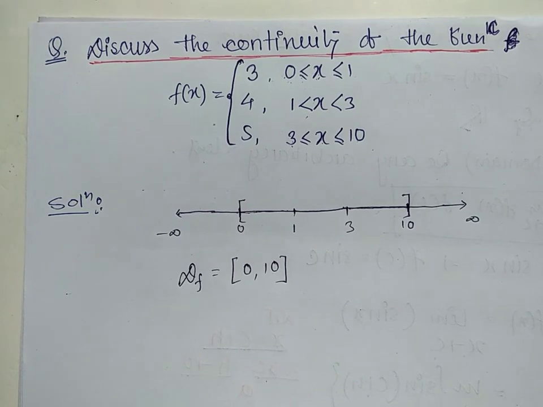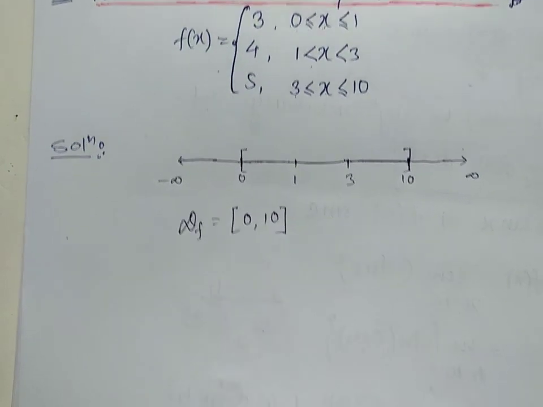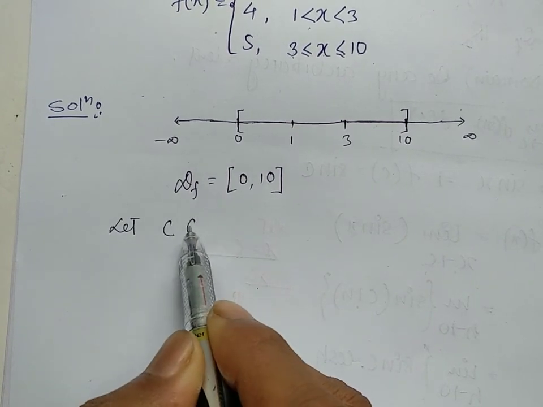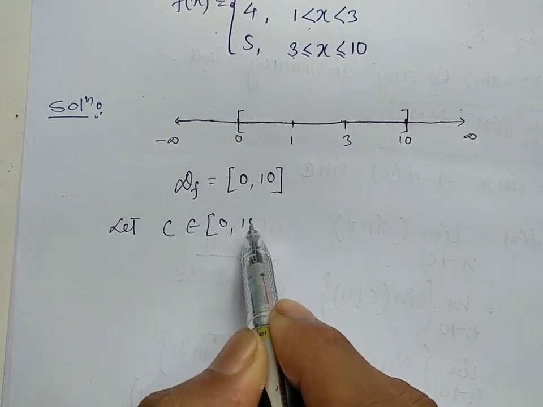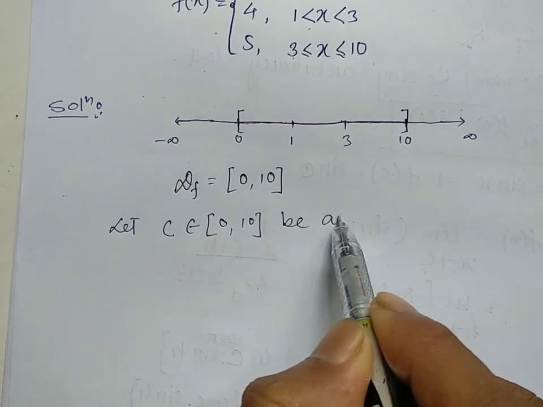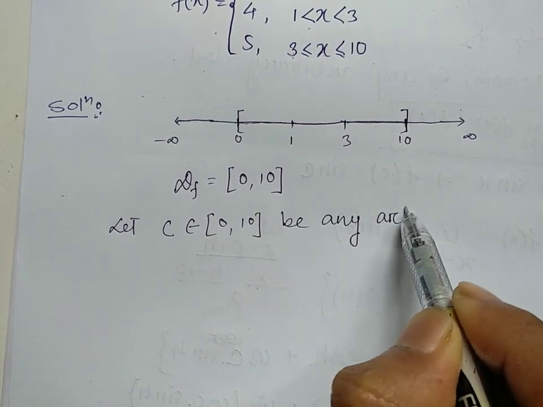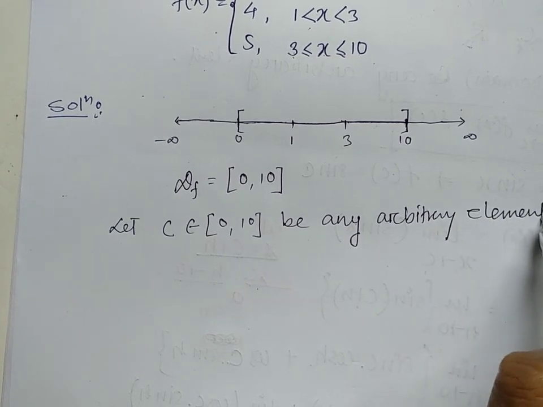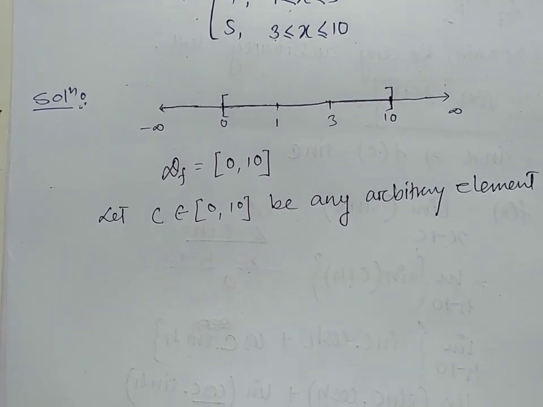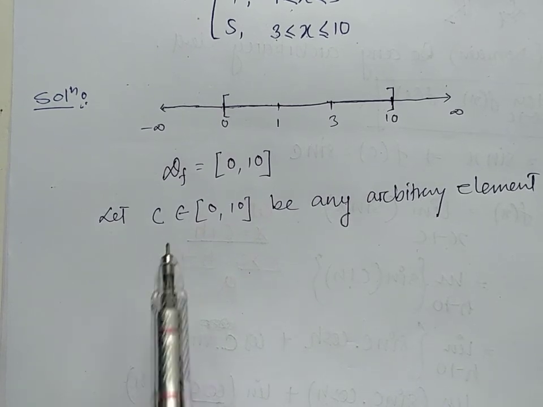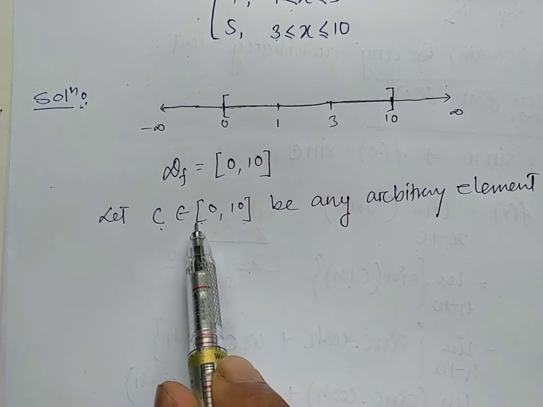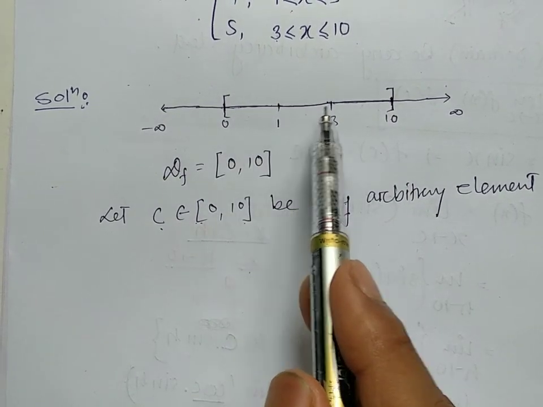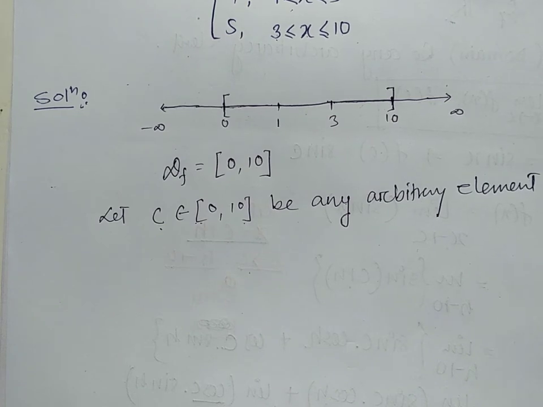So now in the next step, as we have got the domain, we can consider, let c belonging to the closed interval 0, 10 be any arbitrary element. We have considered an arbitrary element from its domain, that is, c is considered between 0 and 10. The whole domain is divided into how many parts? 1, 2, 3. It is divided into 3 parts.